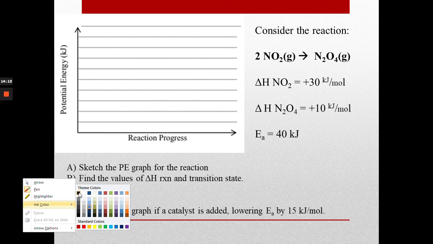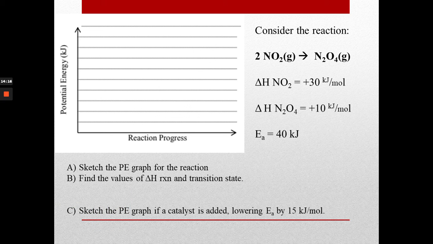For this one, let me get a black pen. Here's the reaction: NO2 goes to N2O4. We have to look at all of these different things. This is telling me that NO2, the reactant, should be at 30. Oh, I forgot to put numbers on here, guys. Let's see: 5, 10, 15, 20, 25, 30, 40. I'm going to put these on by 5. I don't know how I got this on the slide without any numbers. It's kind of weird. I'm just labeling it so they're there for us.